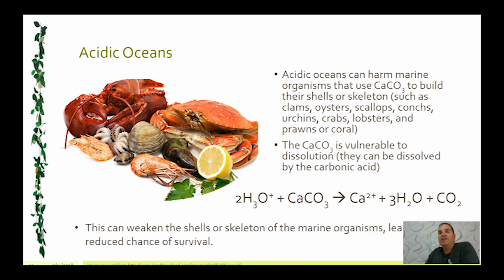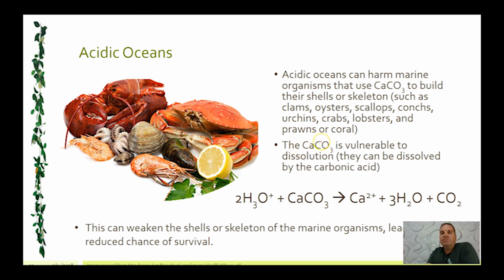Now, the effect that has is that acidic oceans can harm marine organisms that use calcium carbonate or limestone to build their shells or skeleton. So some examples: clams, oysters, scallops, urchins, crabs, lobsters, prawns, all very, very delicious. Not so sure about urchins, haven't really tried them, but the other ones are really, really nice, and I, for one, don't want those to disappear.